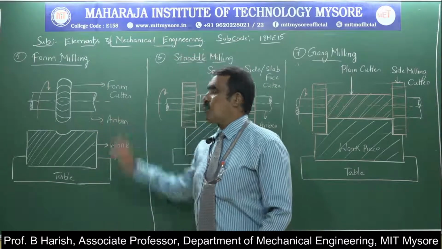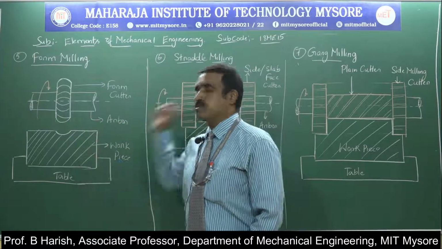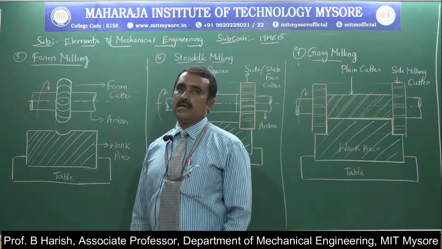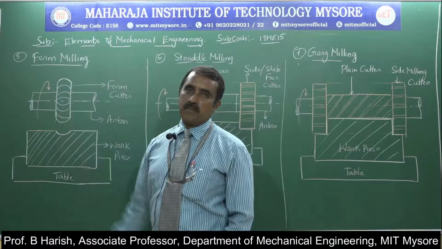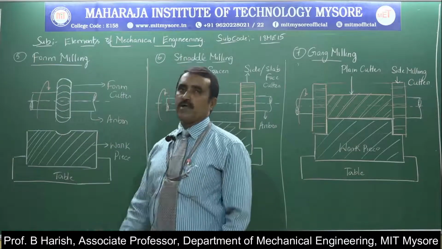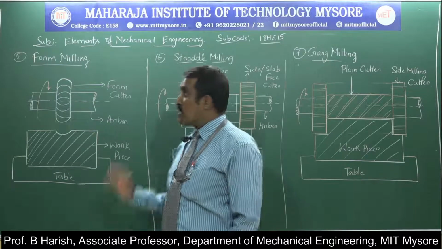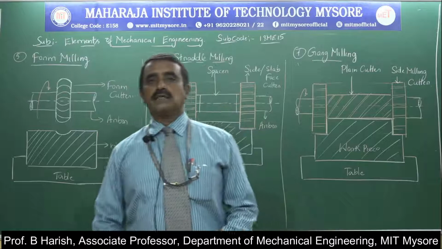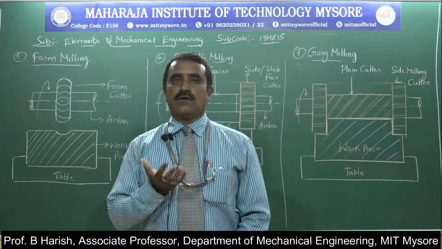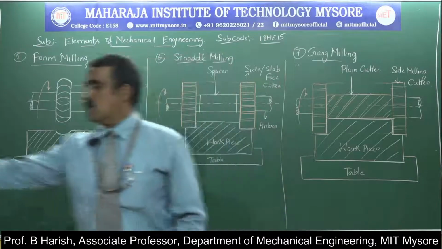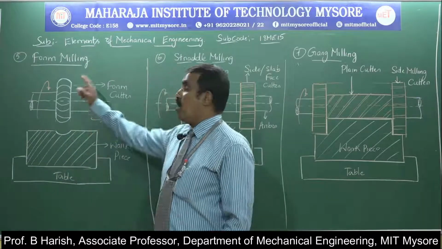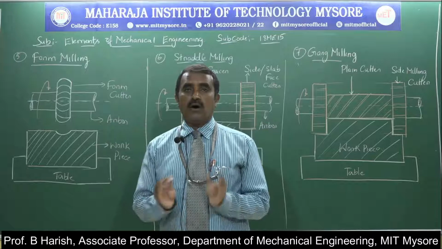The next operation is called the form milling operation. Once again you can observe the cutter is in the horizontal direction, which means this operation is performed on a horizontal milling machine. Now, what is form milling? Form milling is performed when you want to get a curved surface on a given job. It can be convex shape or concave shape.